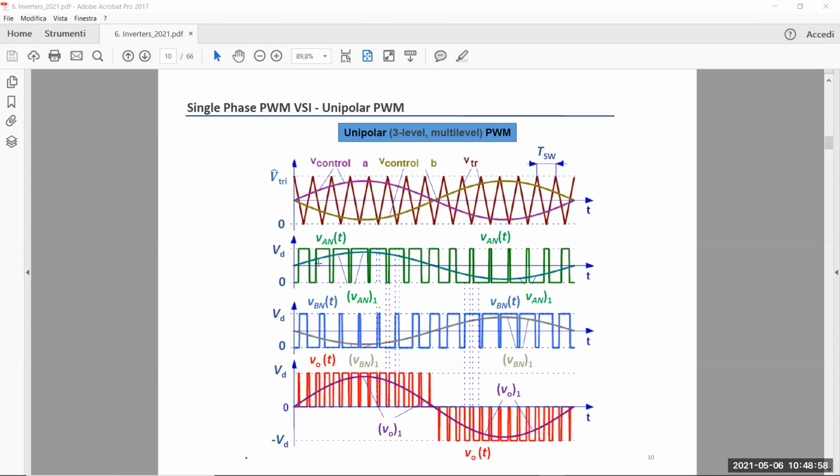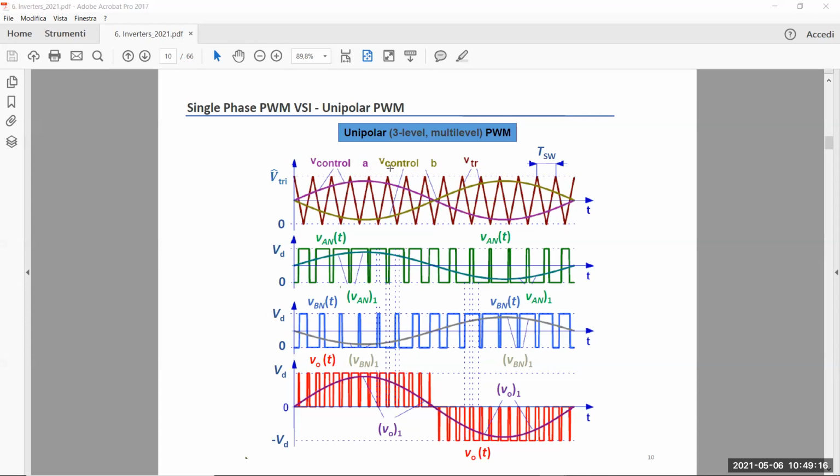When you multiply the unitary switching function by the voltage VD, you get the output voltage VAN. So the waveform here, ranging from 0 to VD, is the voltage VAN, the instantaneous voltage at the output of the leg A.